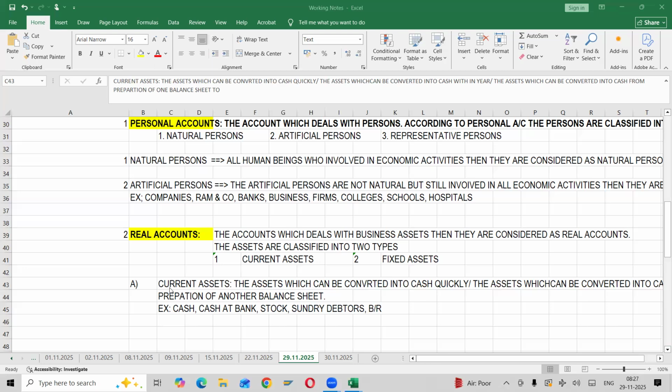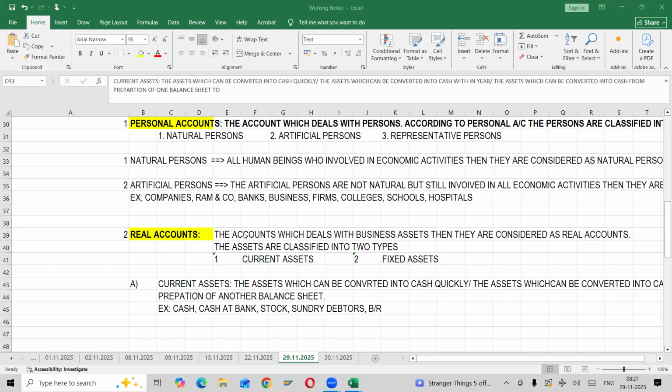No. Why not? Will it not be possible to sell? For example, I want to sell my laptop. Laptop is a fixed asset. So can't I sell a laptop within a year? Yes. If I put it on OLX, I can sell it within days. Yes.